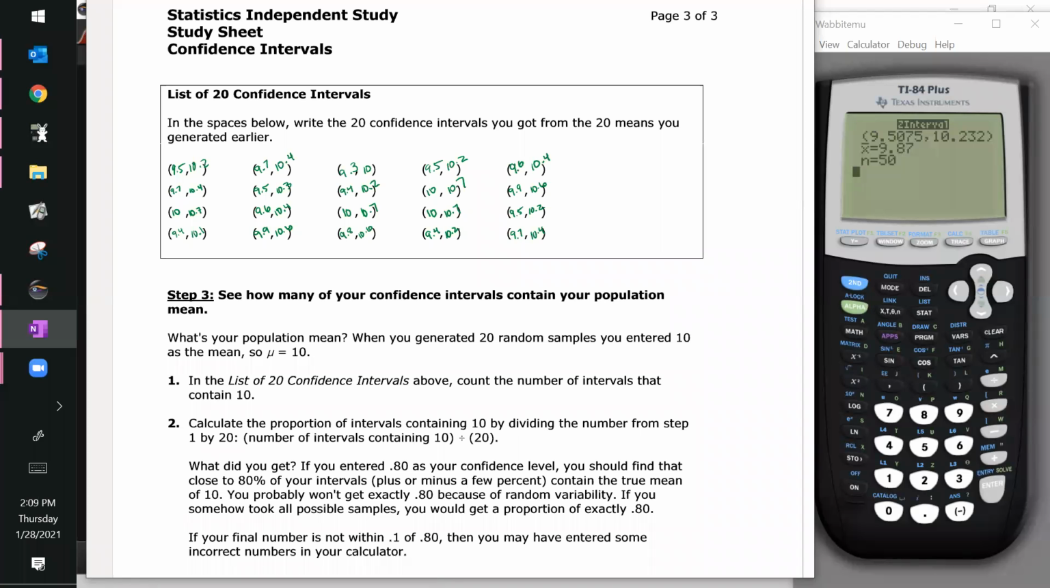All right, so that process took a little while. You should be glad that I went ahead and paused that. But these are the intervals that I came up with. And so the next thing we're going to do is look at how many of these intervals contain the true population mean. Remember, the true population mean was exactly 10.